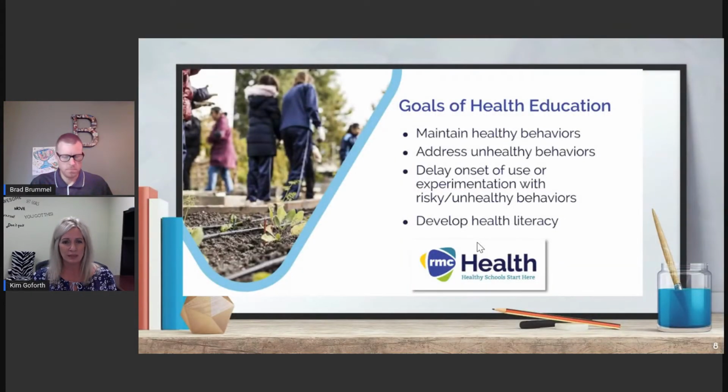And then the RMC Health group has their goals of health education, very much the same, but they've added a few more on just the core behavior of what we are looking for. We want all students to walk away from their K-12 health experience maintaining their own healthy behaviors, addressing the unhealthy ones, and delaying any onset of some risky behaviors. And then there's that health literacy piece again that SHAPE also shared. So keep those in the forefront of our mind as we work through any of our content that we have in these series.